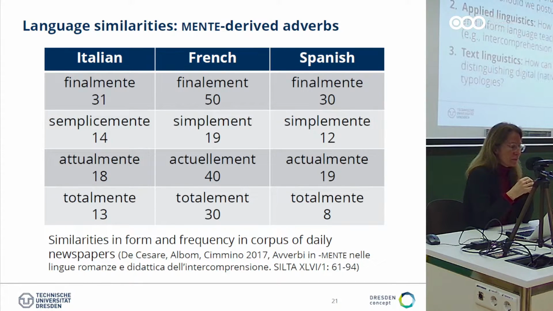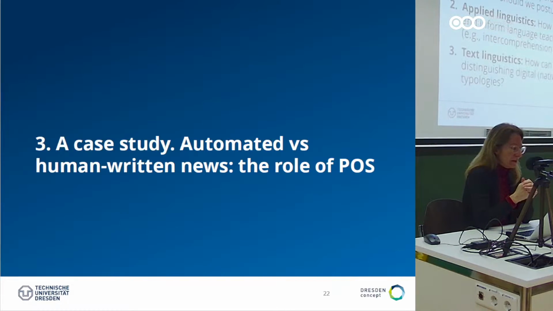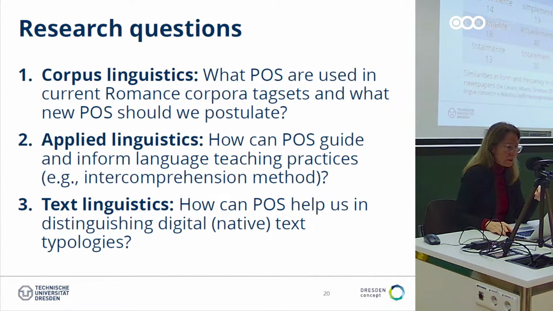And then there is the third question here, in relation to text linguistics. So here, one question that I'm particularly interested in at the moment is how can POS, parts of speech, help us in distinguishing different kinds of text typologies, text categories, in particular, different digital text typologies. Okay, so this I have already talked about.